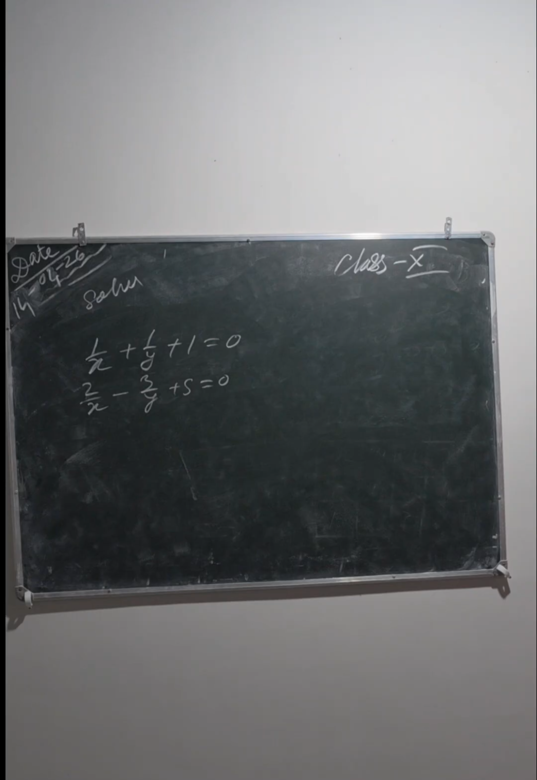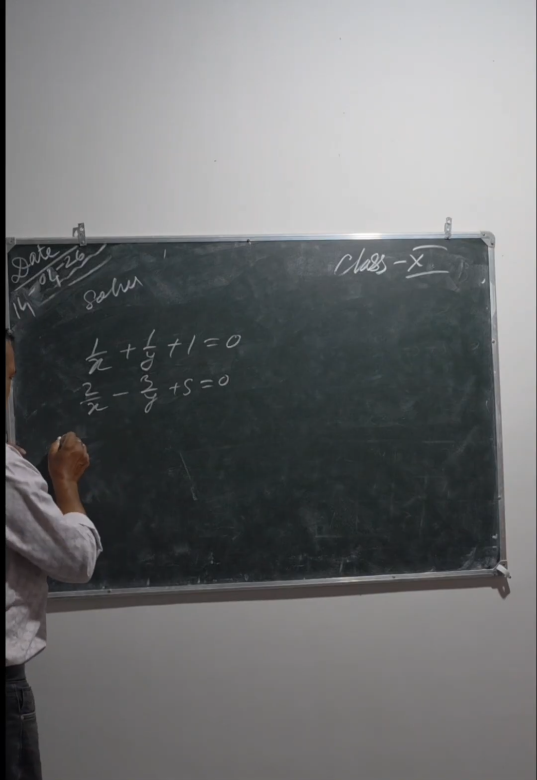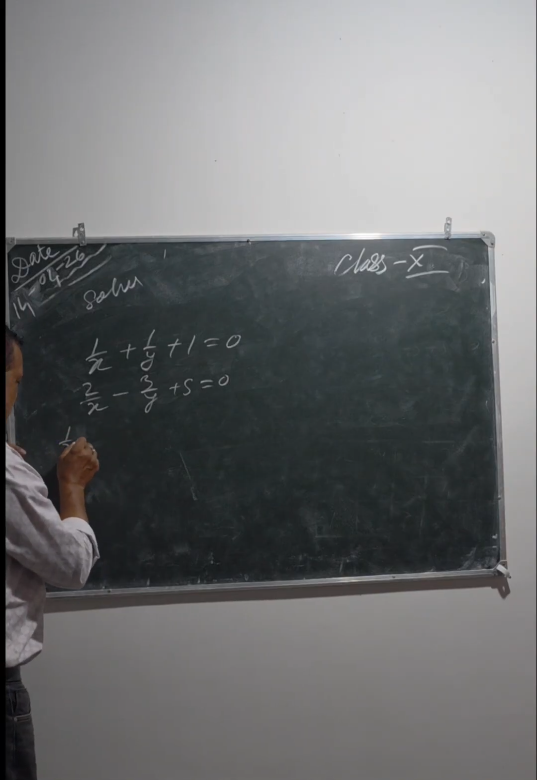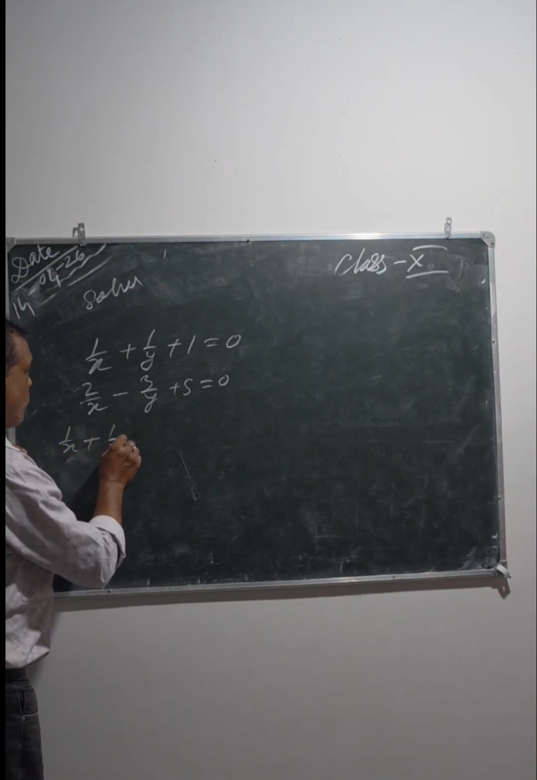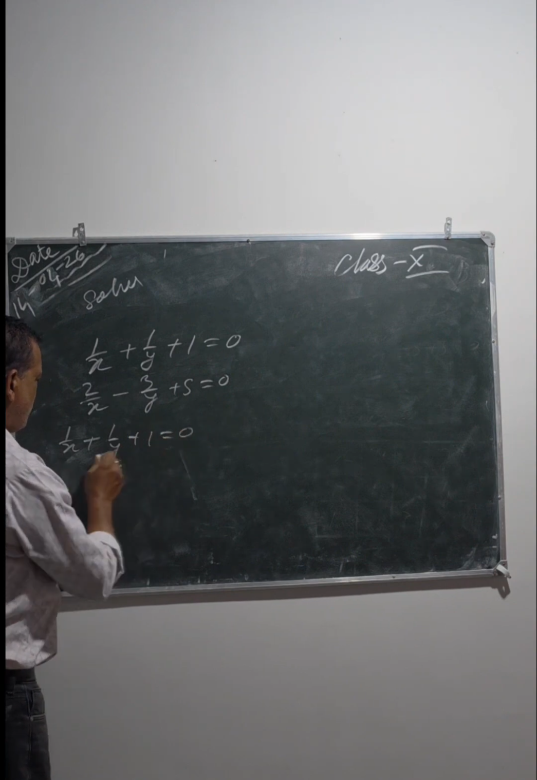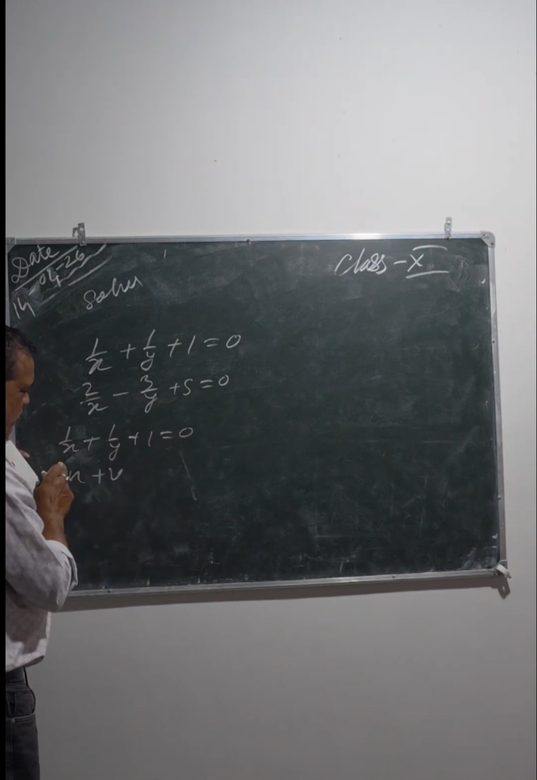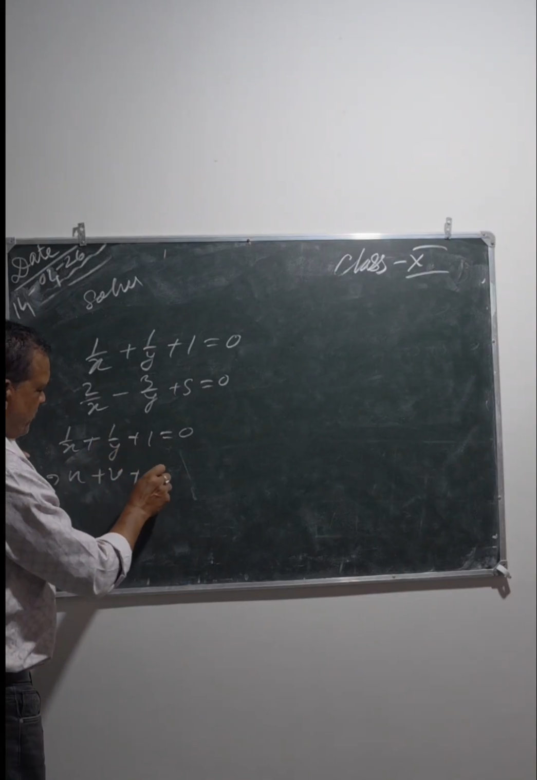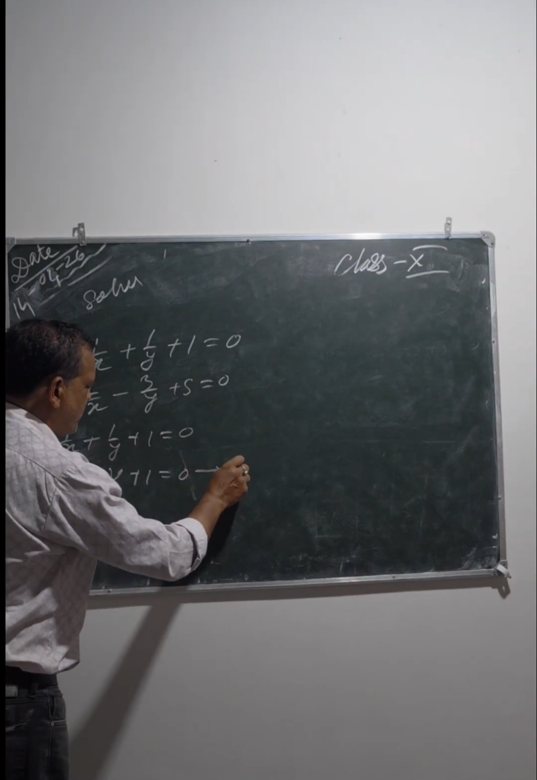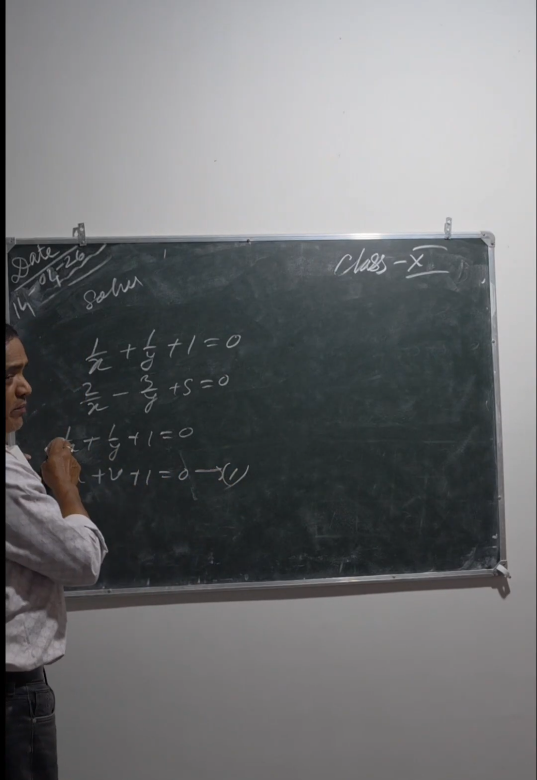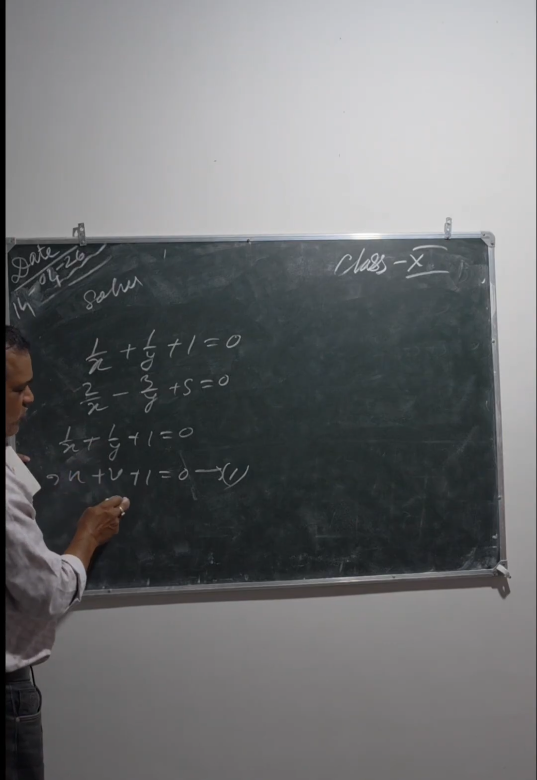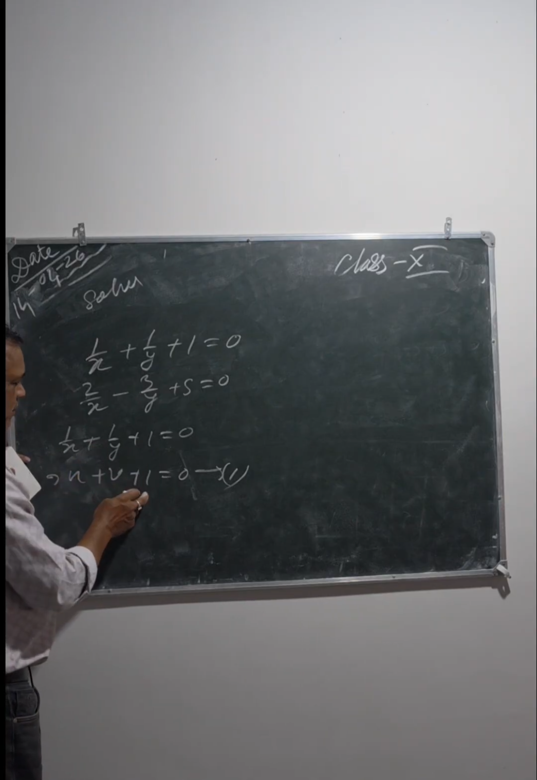So let us solve this one by using the cross multiplication rule. The first equation is 1 by x plus 1 by y plus 1 equal to 0. Let us use u and v: 1 by x equal to u and 1 by y equal to v, so u plus v plus 1 equal to 0. This is relation number 1. Assuming 1 by x equal to u and 1 by y equal to v, and 1 will remain the same.